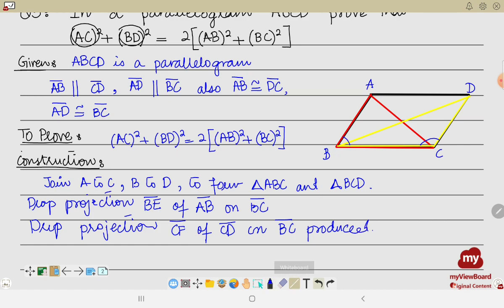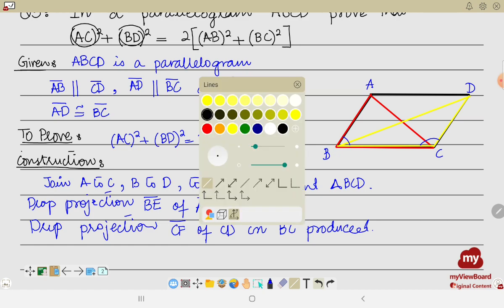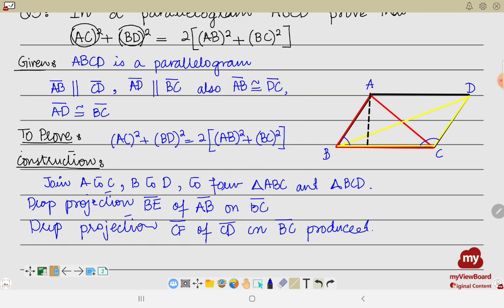Let us drop these projections. I'll be dropping it with black color. So this is going to be the projection of AB on BC, and this is going to be the projection of CD. So these two are the projections. Let's label it. BE is the projection of the side AB, and CF is the projection of the side CD. These two are the projections, and this is the complete figure. Now we'll move further with the proof and the statements.